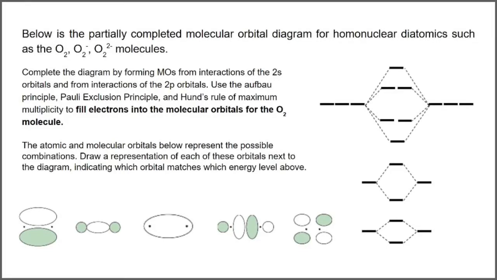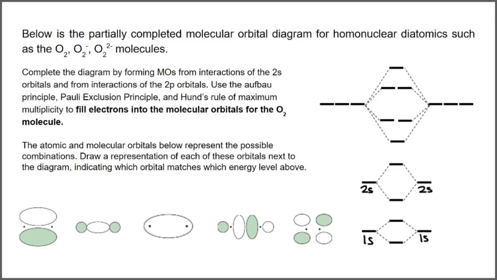We can do the same thing with some larger molecules. So here we're thinking about the dioxygen, and we'll also talk about superoxide and peroxide. And so in this case, we still have the combinations of the 1s orbitals. But now we're also adding in the combination of the 2s orbitals.